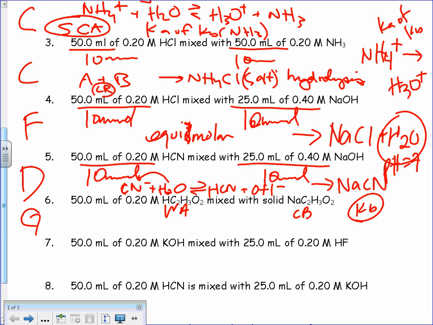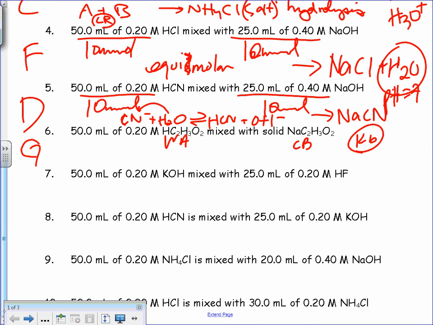Next we have what? Okay, so that's helpful in terms of us figuring out what indicator to use, what the titration curve might look like, but I want to know how to find the pH.